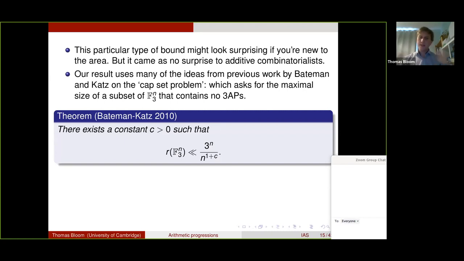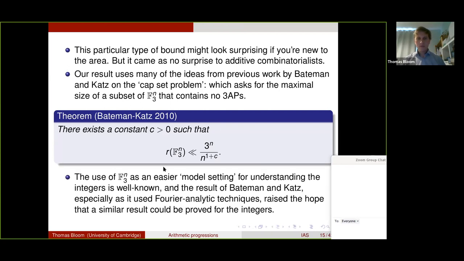Right, so 3 to the n is the size of our universe, which corresponds to capital N on the previous slide, and then little n to the 1 plus c is sort of log of the size of our universe. And the use of F3 to the n, and in general what's called finite field models, has long been known to be very useful in additive combinatorics as somehow an easier version of the integers, right?